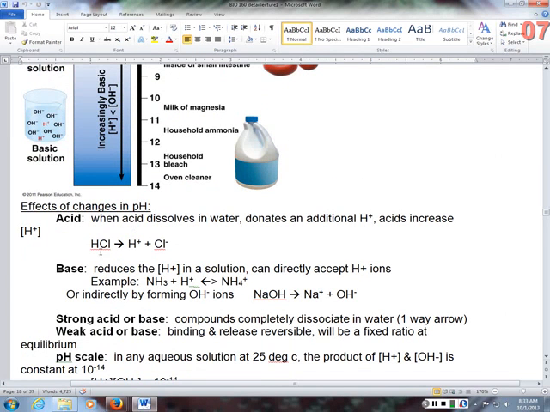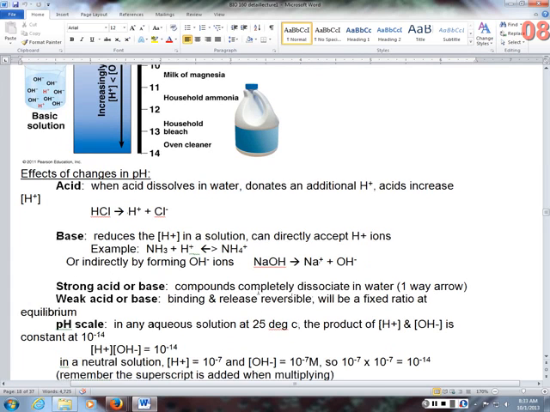So with hydrogen chloride, when that gets put in water, it separates. The hydrogen will bind up with other things, leaving more of the hydrogen ion. And then sodium hydroxide will form a base in water.